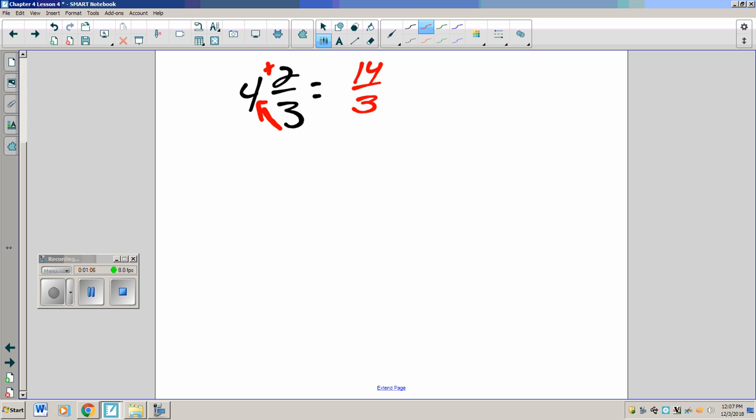3 examples for your problems for lesson 4. Let's go with blue. Number 1, copy down the problem. 5 1/2 times 1/3. The answer is not 5 1/6.